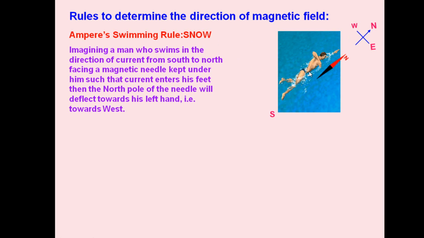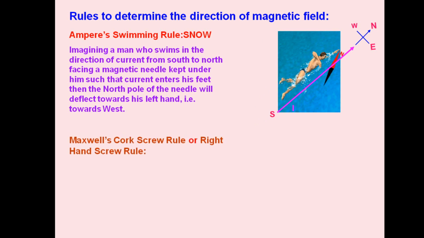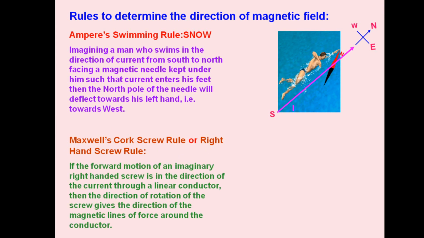See, when current is passing through south to north, the magnetic needle is going west. This is our first rule. Now coming back to the second rule, we have Maxwell's corkscrew rule, also known as the right hand screw rule. This is also very important, as it can give the direction of the magnetic field.